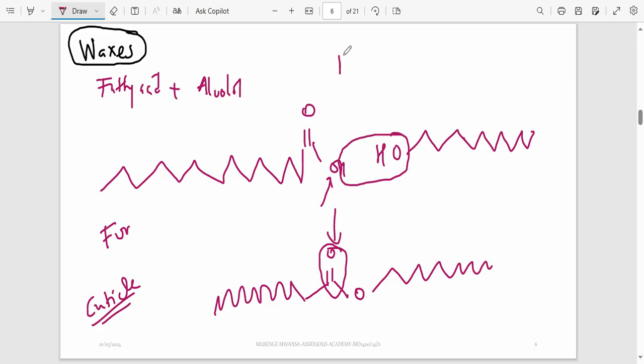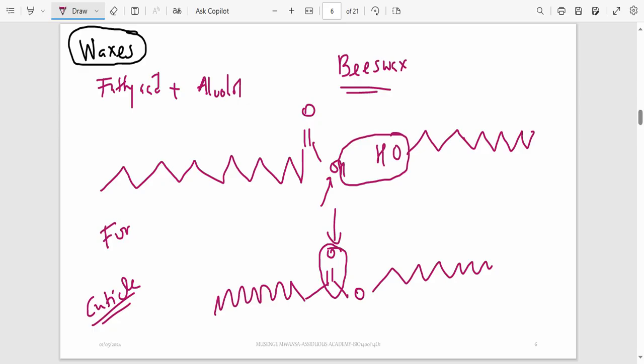We have got what we call beeswax. Beeswax is a special type of wax which is going to be found in the honeycomb. You know the honeycomb, that thing that we eat. Okay, the honeycomb. That is where it's found.